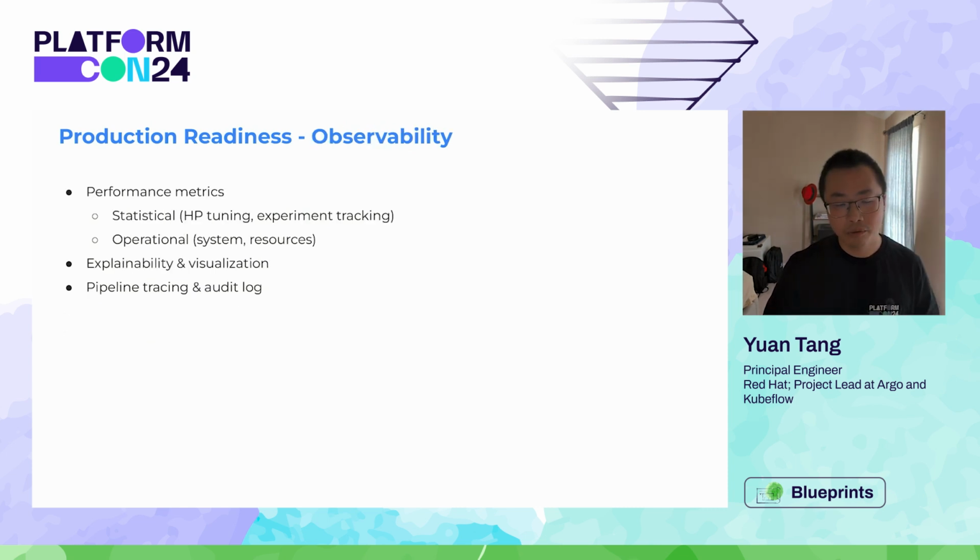The next element we want to consider is observability of your AI platform. So you may want to look into different performance metrics in terms of statistical and operational. Statistical metrics include hyperparameter tuning metrics for experiment tracking, and operational metrics include system metrics like computational resources and so on. You may also want to explain what model is being built and whether the model is trustworthy and why the model is generating a particular prediction.